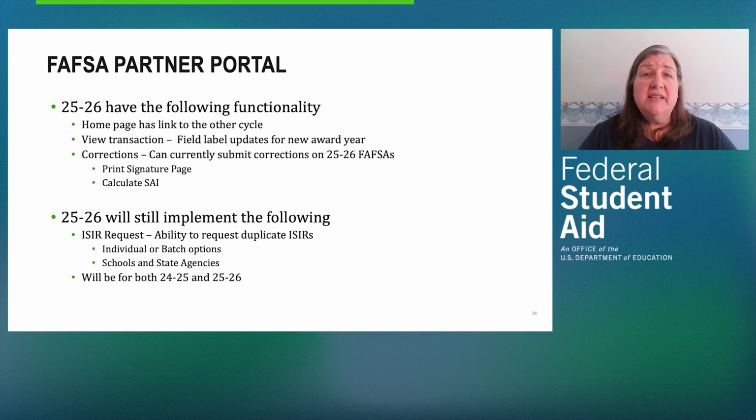For 25-26, we will still be implementing, as I mentioned earlier, the ICER request function. So this is where schools or state agencies can either request individual or specific files, or they can do a year-to-date request if they need us to resend all of the ICERs that we have already sent them for the cycle. And as a reminder, when this functionality is implemented, it's going to be implemented for both 24-25 and for 25-26. And as I mentioned, both schools and state agencies will be able to do this request.